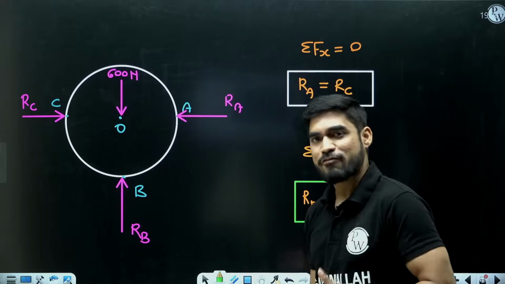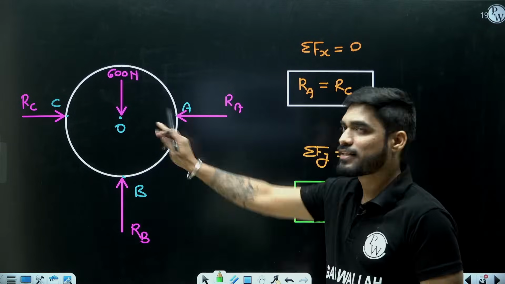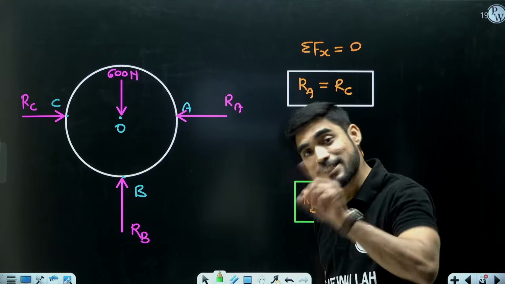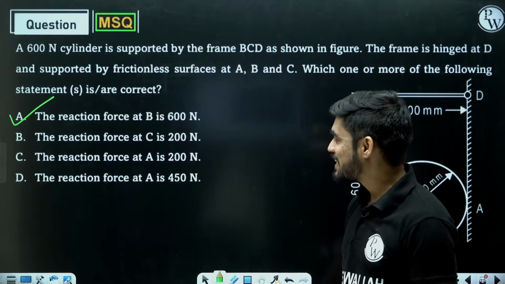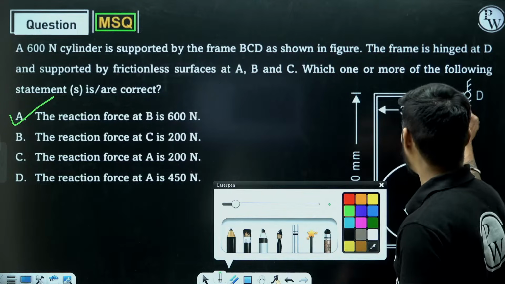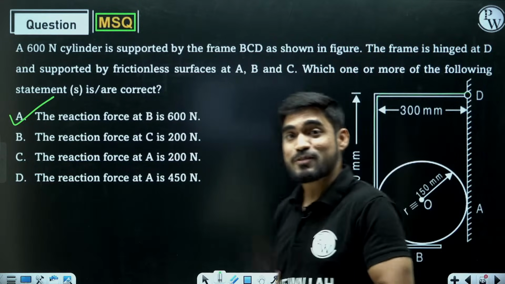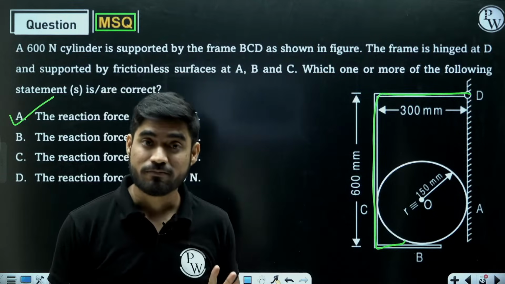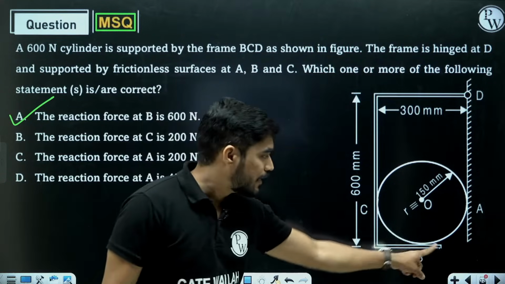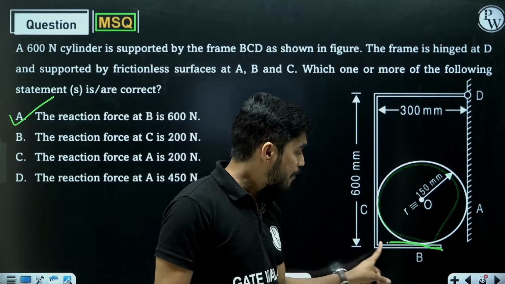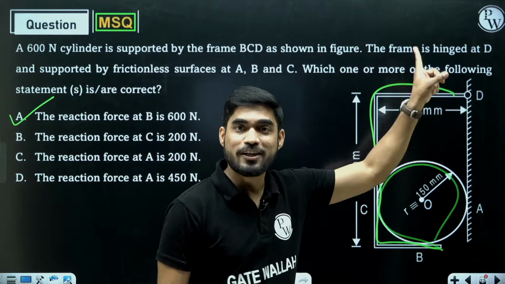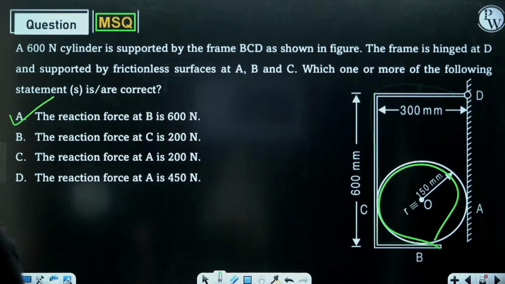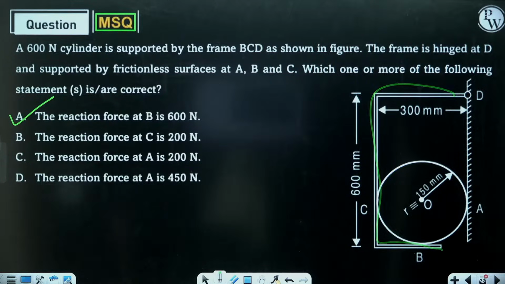Although we don't have enough equilibrium equations for this cylinder, we can still solve the problem by considering the free body diagram of the frame. In this problem, you have two different bodies: the cylinder and the frame. We can draw the FBD of the frame.